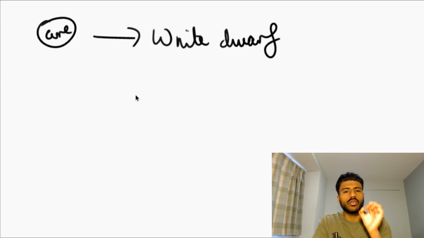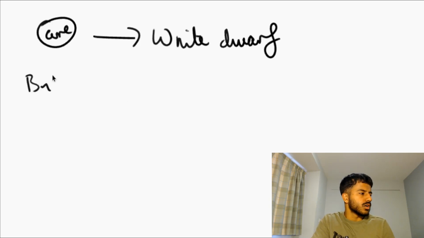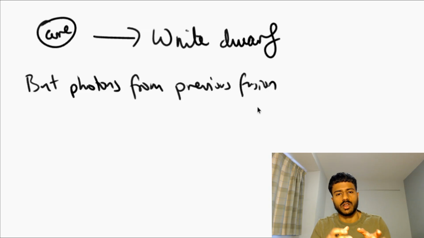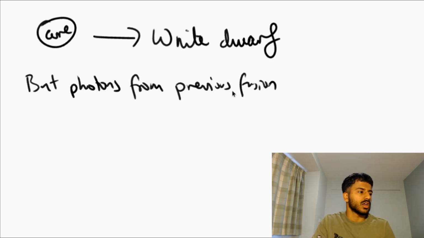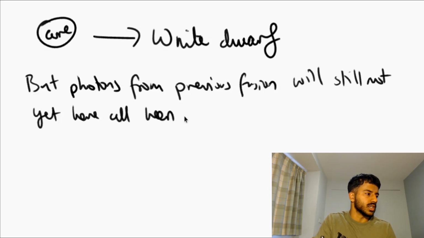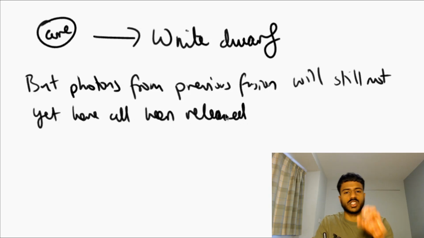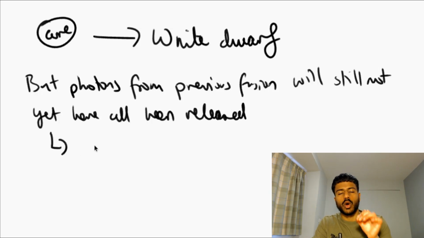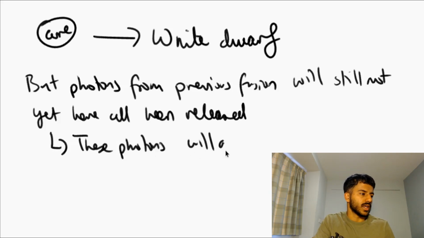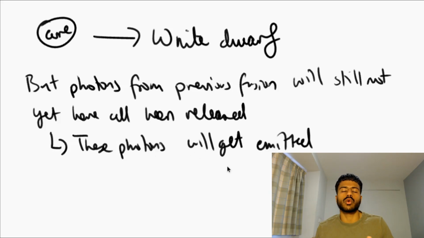And in a white dwarf, no fusion occurs, but photons from previous fusion, i.e. fusion from when it was in its main sequence phase, will still not yet have all been released. So there'll be some photons still left over. And now, in this white dwarf phase, these photons will get emitted. And that is why we call it a white dwarf, because it looks white.